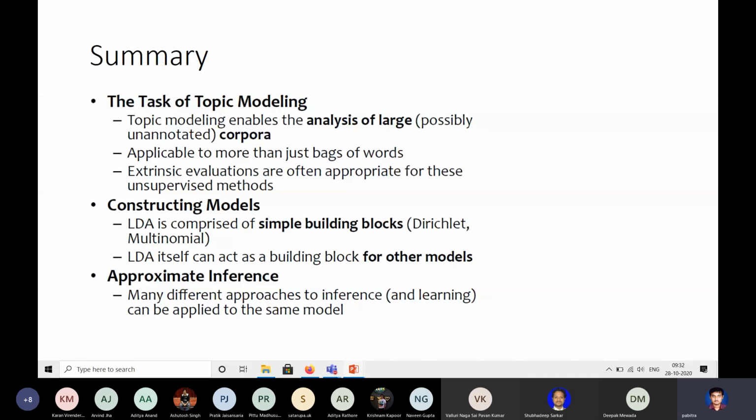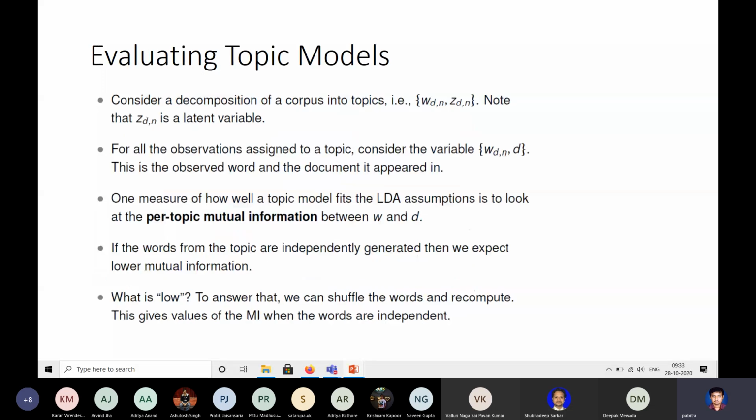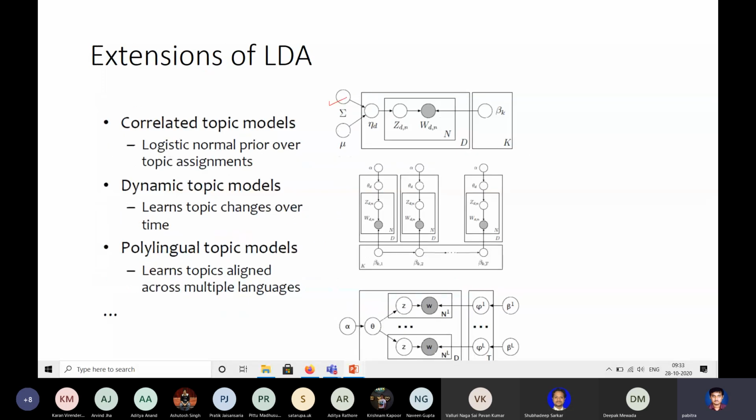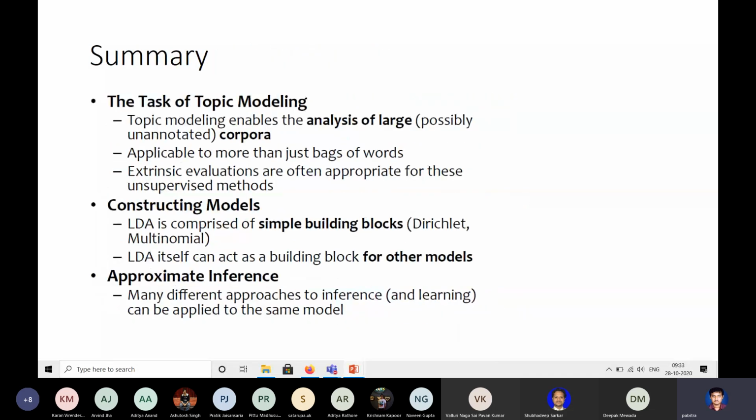And this is trained using simple Dirichlet and multinomials, combining them in that particular plate model. The advantage of this basic LDA plate model is that you can use it as a building block to construct more complex models. We have seen some examples here. The basic plate model is combined in different ways to construct more complex models. So that's a main advantage. You can do approximate inference using Gibbs sampling, other types of variational inference, and so on.